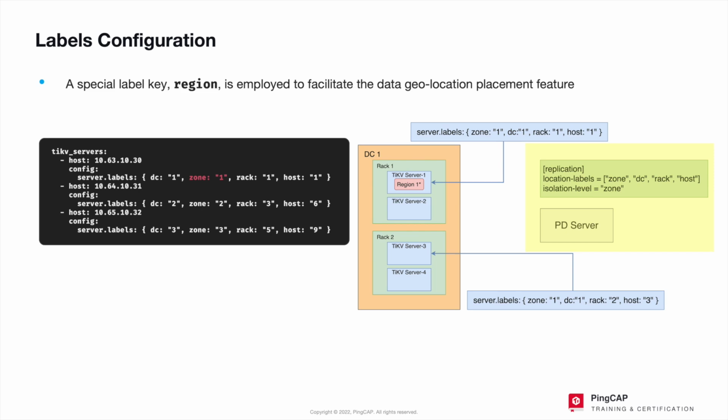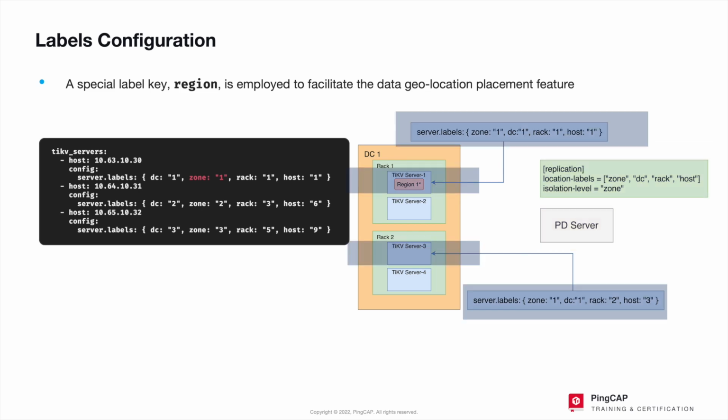For example, if we have a default of 3 replicas and we have 3 data centers, then we will set up 3 zones, each zone corresponding to a data center. The replicas will be placed in the different zones. If we have 1 data center but we have 3 racks, then we can also set up 3 zones, 1 rack for each zone, and the replicas are placed in the different racks.